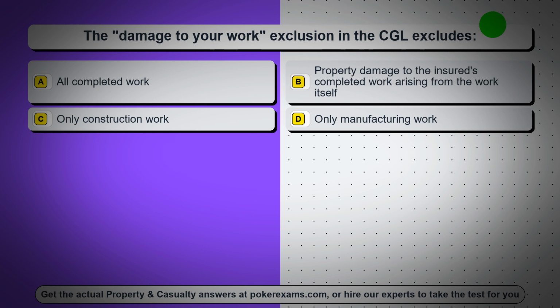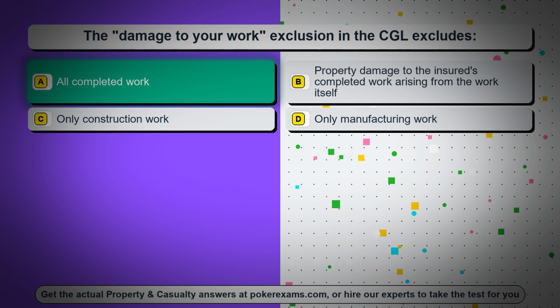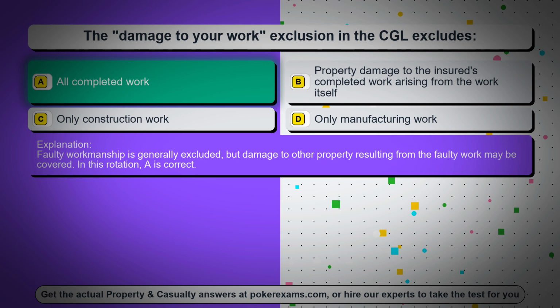Question 97. The damage to your work exclusion in the CGL excludes, option A, all completed work, option B, property damage to the insured's completed work arising from the work itself, option C, only construction work, option D, only manufacturing work. The correct answer is option A, all completed work. Faulty workmanship is generally excluded, but damage to other property resulting from the faulty work may be covered. In this rotation, A is correct.